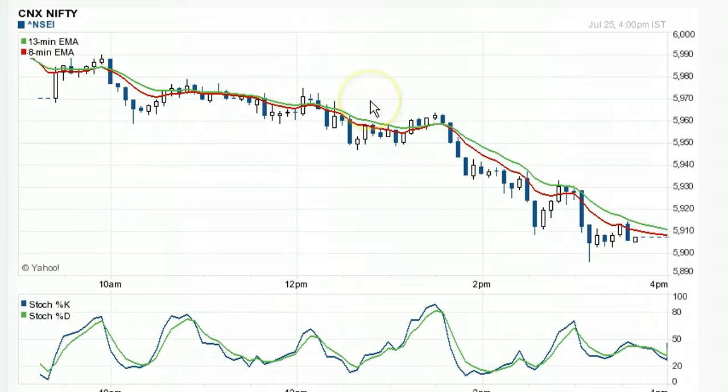As you can see, the 8-minute EMA always stays below the 13-minute EMA, which signifies that the day is entirely negative. It never goes above the green line. On an extremely positive day, you will see that the 8-minute EMA is always above the 13-minute EMA and never below it. And on a neutral day, you will see it going up and coming down, so the lines will keep crossing each other.